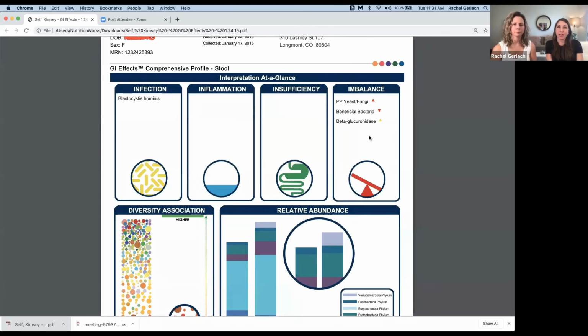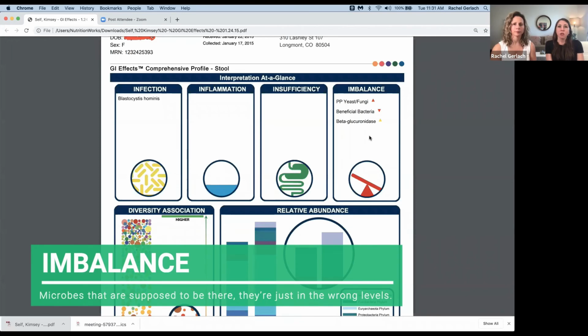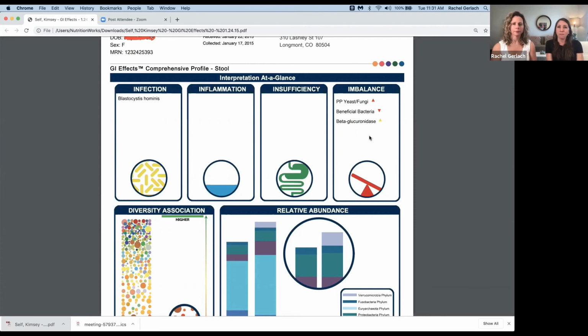And then the fourth category is imbalance. So conversely to infection, I mentioned that infection represents a microbe that is never supposed to be there. Imbalance refers more to microbes that are supposed to be there, they're just in the wrong levels. So as I mentioned at the beginning of this talk, we can have too many of kind of less than optimal bugs, as we see here. The yeast is a big one. We can have too little of the good guys or some variation thereof. And we collectively refer to this as dysbiosis.